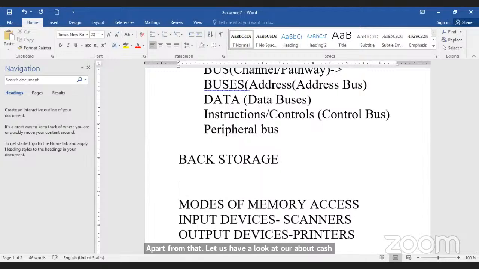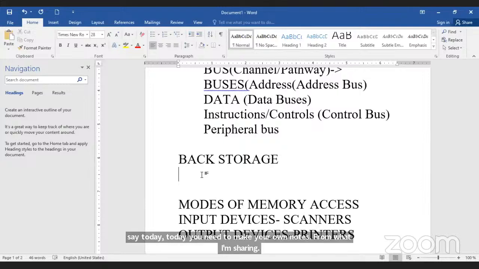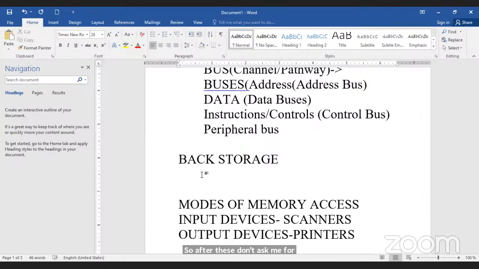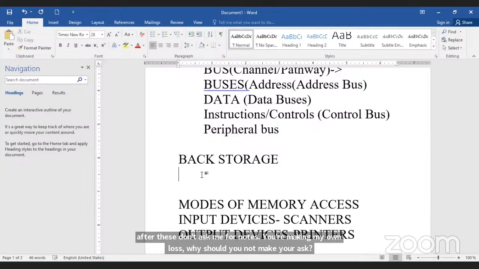So today you are making your own notes. You need to make your own notes from what I'm sharing. So after this, don't ask me for notes. If I'm making my own notes, why should you not make yours? And also these notes are found on the e-learning. Most of you just go to the e-learning portal to do catch. What I'm sharing today is what is found on the e-learning portal.